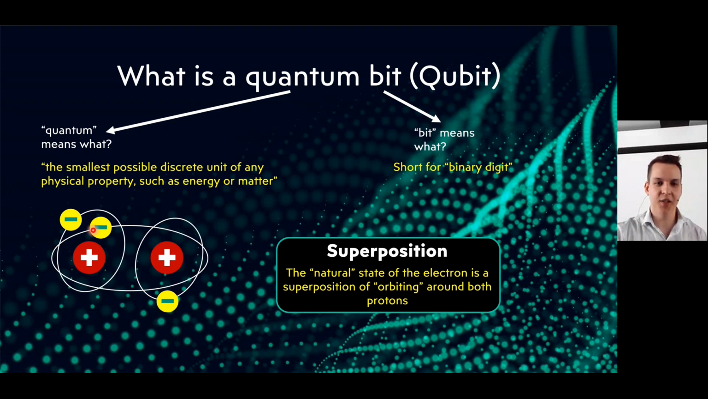As you can see, if the electron is orbiting around here, let's say this is a 1 and this is a 0, then it's between both. So you have a spectrum. You don't have only one, you have everything between. And this makes the qubit unique. And it's also called superposition, that you have the electron orbiting around both protons. Okay?